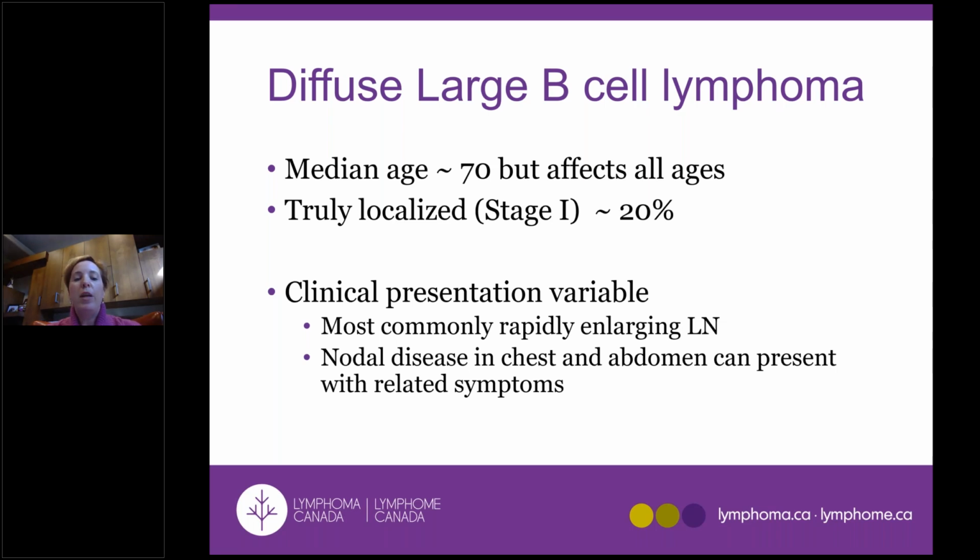The symptoms that patients come in with can be quite variable. Most commonly they present with enlarging lymph nodes. It can be quite rapidly enlarging. Where those lymph nodes are really dictates what the patient's symptoms are. Lymph nodes that are enlarged in the chest or abdomen can present with related symptoms. So for example, shortness of breath or cough for lymph nodes within the chest, or abdominal pain or bloating for lymph nodes within the abdomen.